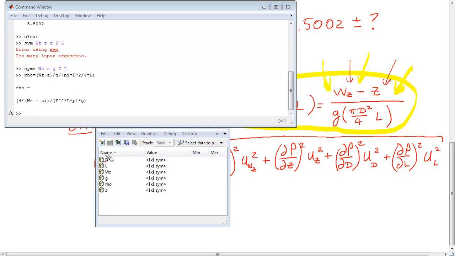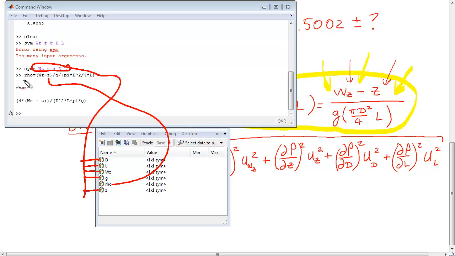Before, these variables were defined in this symbol. The rho was defined as a result of it as a symbolic variable, and it looks like that.